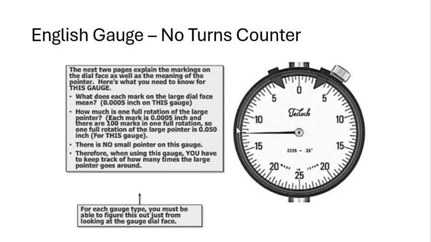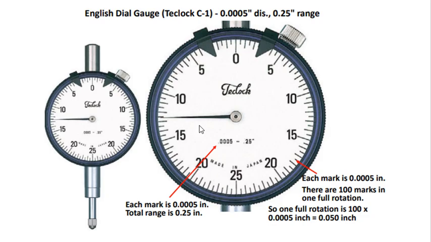But that's 0.0005, okay? And you have 30 here, and then 5, and then go all the way to 0.225. So let's take a look at this. Now in this diagram you can see a little bit better. So here 0.0005 and then up to 0.25 inches that we are able to go, and we have no turns counter. So this is your Tech Log C1 English dial gauge, and the smallest marking here is going to be 0.0005 inch.